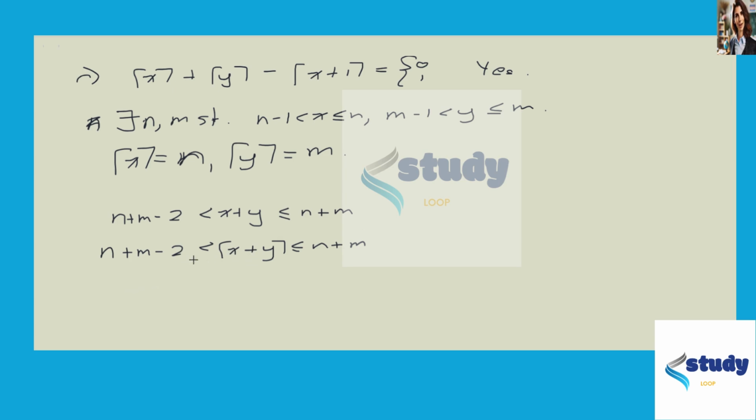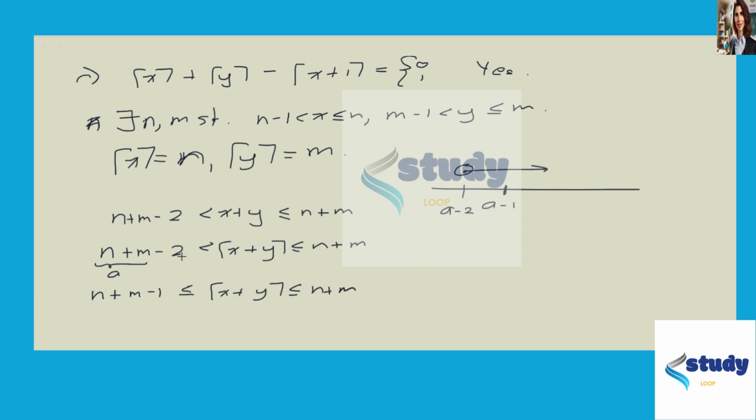Before we do that, what we know is that this is an integer and this is also an integer. So if we let this be a, we have a minus 2 strictly less than x plus y. It can be any number that's after it, so we take the next integer, which is a minus 1. So this is n plus m minus 1, less than or equal to ceiling of x plus y, less than or equal to n plus m.